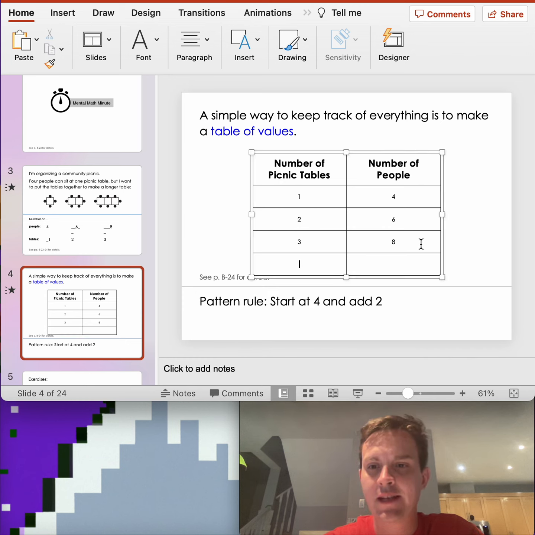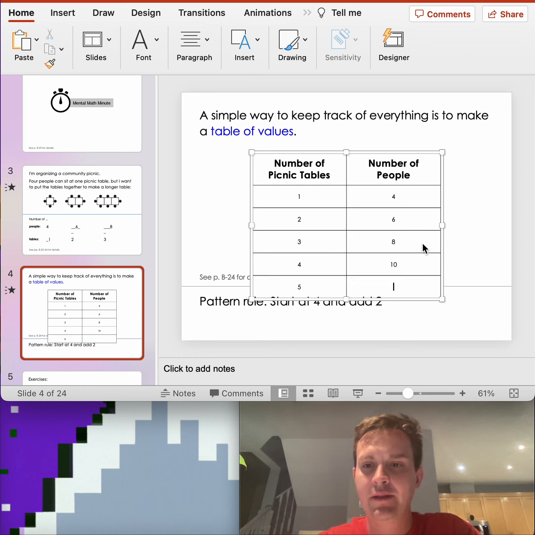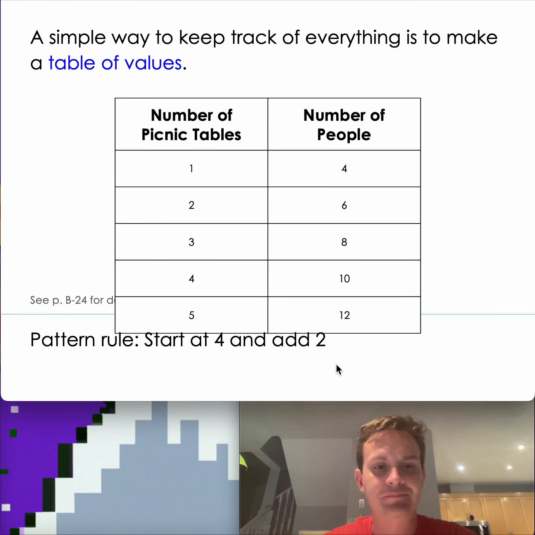And then if we extend this table out, at 4 picnic tables, there'd be 10 people, and at 5 picnic tables, we'd be up to 12. So there we go.